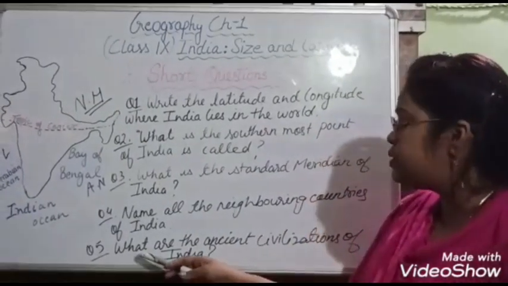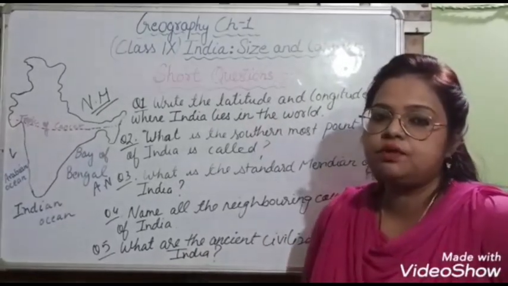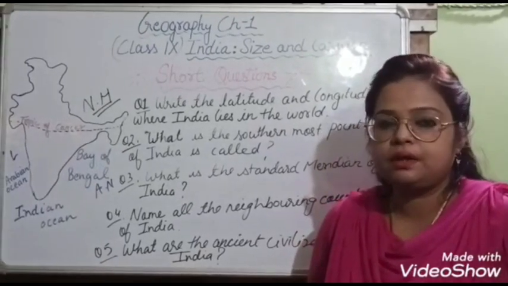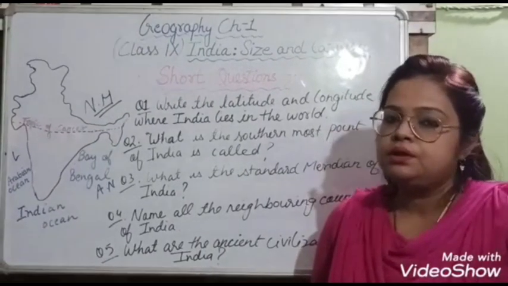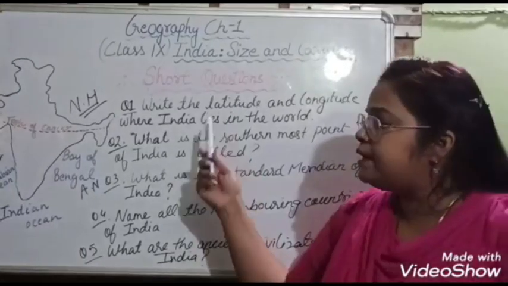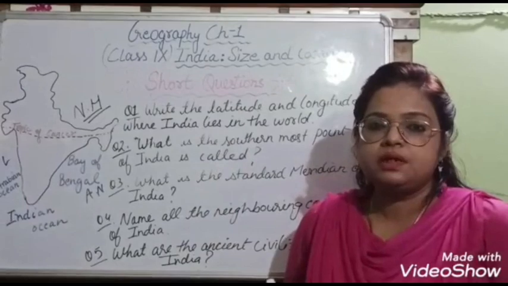Now the last question, what are the ancient civilizations of India? At the end of the video I told you the names of the 2 civilizations, or you can research and tell me whatever information and names you find. You will write that in the 5th and last answer. So children, this will be very helpful for you to learn and understand the chapter in the simplest way.